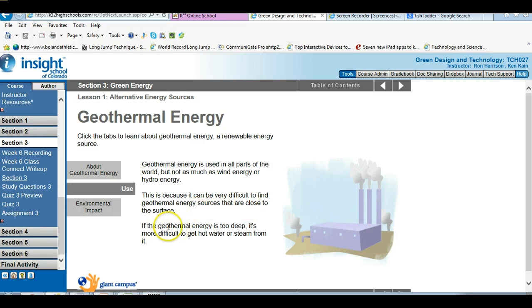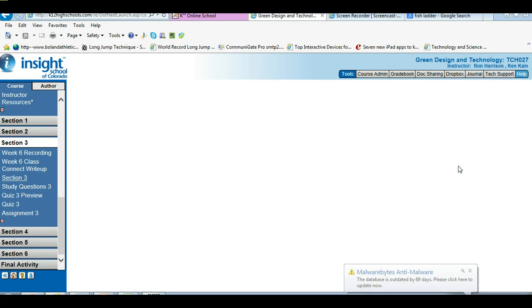Some issues: it's really expensive for geothermal because it's very, very deep. You have to drill way down to get the energy to come up, to get the steam to come up.